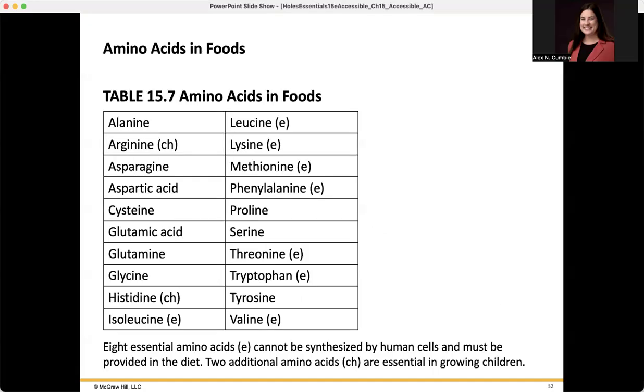These are the amino acids. Do not worry, I'm not going to make you memorize them, but these are the different amino acids that we find in food, 8 of which are essential, and then the rest are considered non-essential.